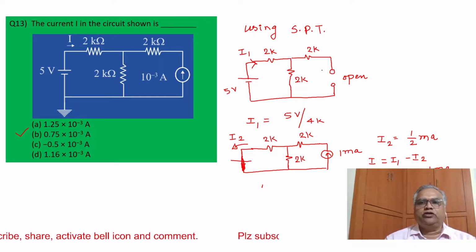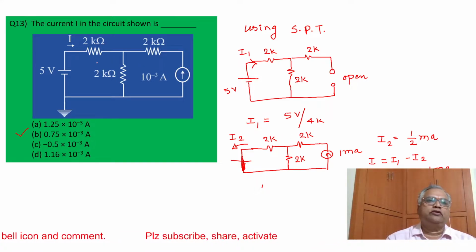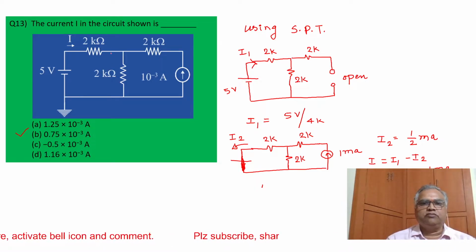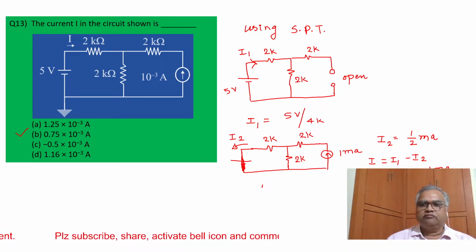You need not really draw these circuits in the exam. You can just imagine the source open, so the current will flow like this, 5 by 4. Imagine the other is short, and this current divides equally, so that is minus half. Simply add them and you will get 0.75.